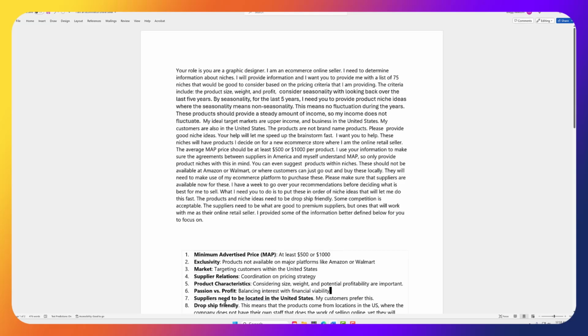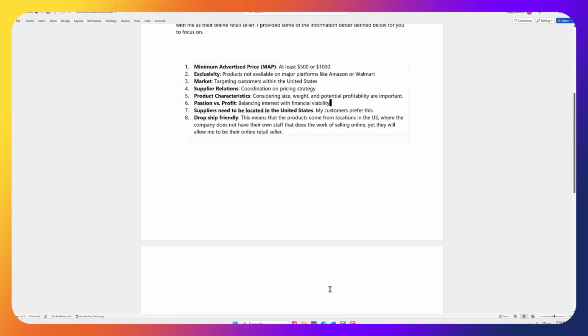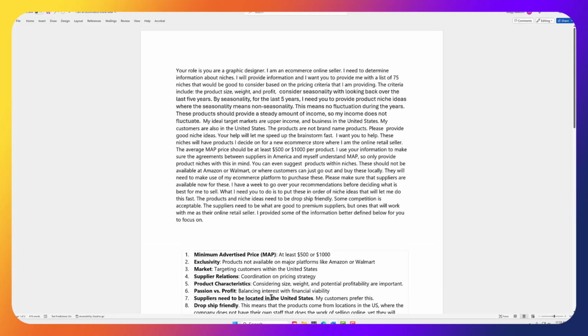The suppliers I'm listing here need to be located in the United States, and my customers prefer this. And this is kind of important here, this last one, dropship friendly. By that, if you don't tell it this, it will come out with products that are only, say, exclusive, where you cannot have a dropship friendly. They have their own internal people that are selling this.